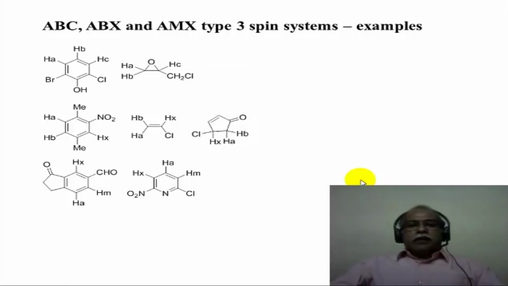The next higher spin system would be ABC, ABX or AMX. These are 3-spin systems, fairly complex systems. Examples of 3-spin systems are given in this slide. You can see here, for example, a differentially ortho-substituted phenol. Then the epoxide of allyl chloride again constitutes an ABC system, the hydrogens on the 3-membered ring, for example.